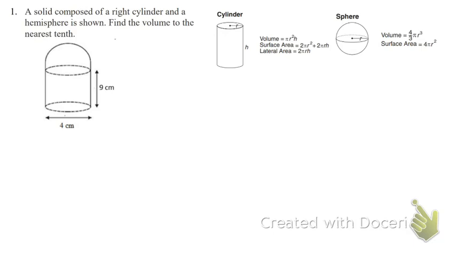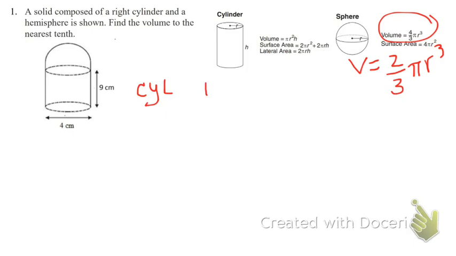Remember, a hemisphere is half of a sphere, so this 4/3, when it's a hemisphere, it just turns into 2/3 pi r cubed. Okay, so I'm going to find the volume of my cylinder and the volume of the hemisphere and just add those two together.